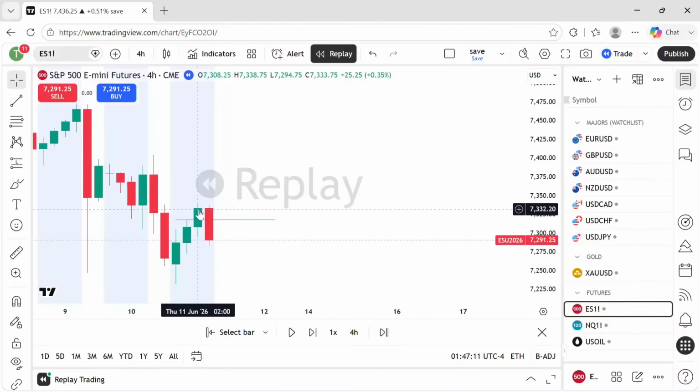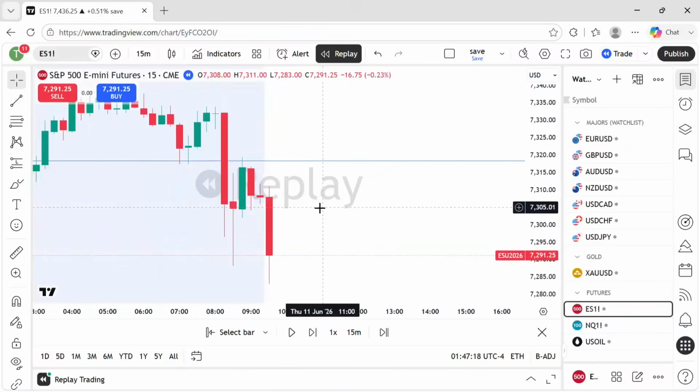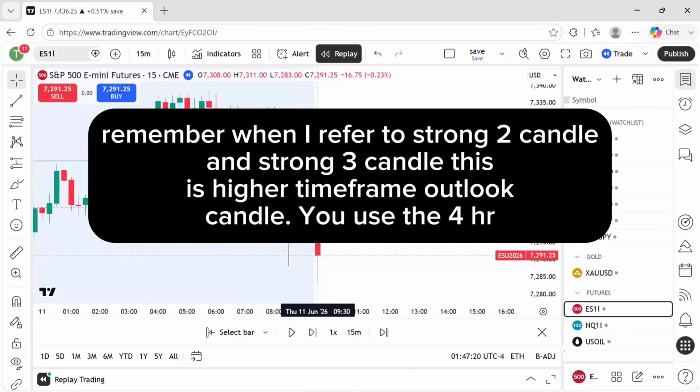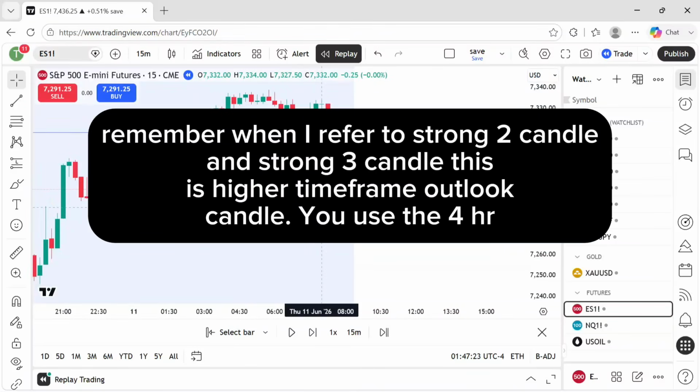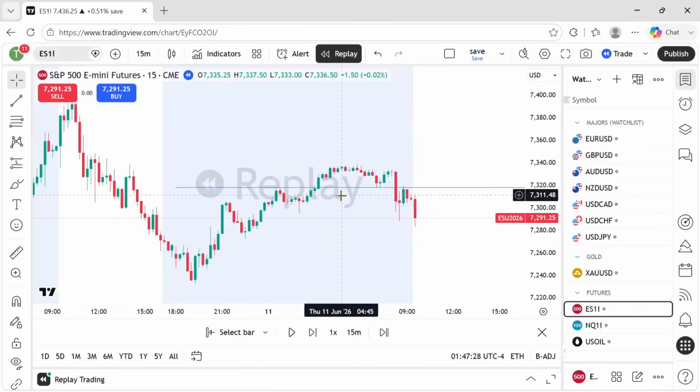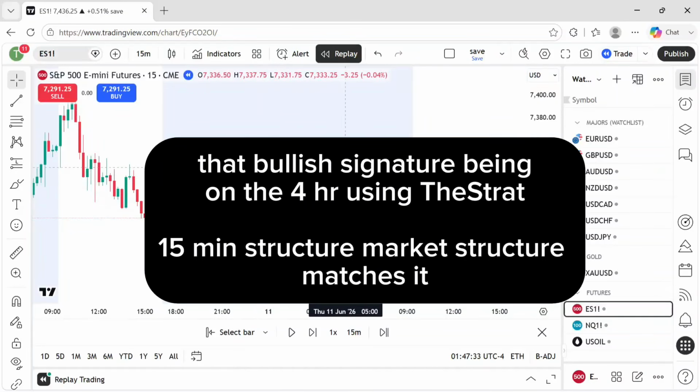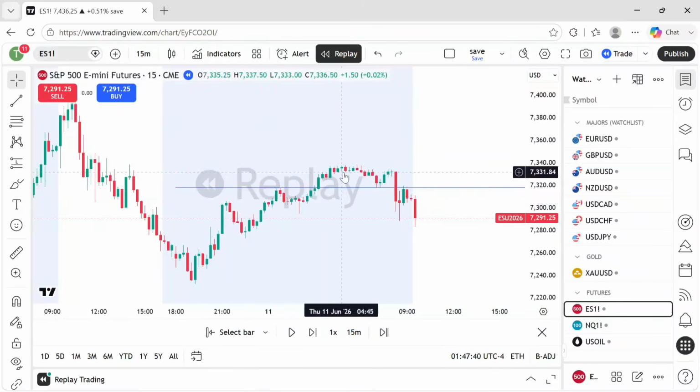What you're going to do next is with the 15-minute drop down, it can be a strong number 2 candle, it can be a strong number 3 candle, even a bullish failed 2 candle. But you need some type of bullish signature set from London. You need that trend set from London. It's a key point. So you see how London held that trend? You see where I'm getting at?